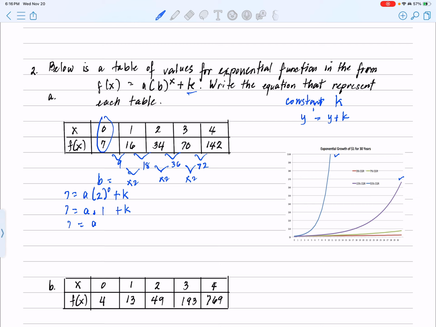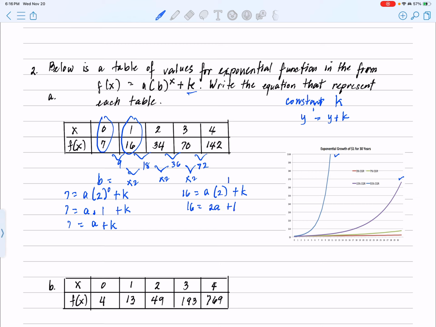We pause for a while because it seems that we have two unknown values here, a and k. So we'll get another pair of coordinates. Second pair: when f of x is 16, a times b, which is 2 to the power of 1, since our x now is 1, plus k. So we have 16 equals 2 to the first power, which is 2, times a, that is 2a, plus k.